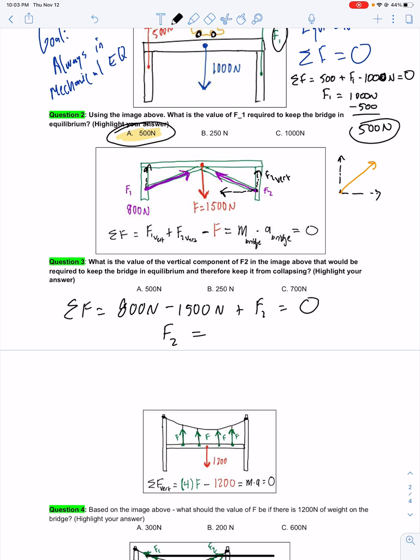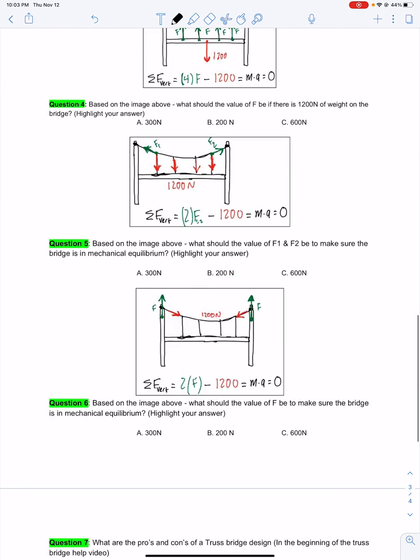I think that you guys can solve this equation here to get our answer. Okay, so what is F2 vertical? It is the force that our bridge needs to support from this leg, from this beam, such that the sum of our forces adds up to 0 and our bridge is in equilibrium.